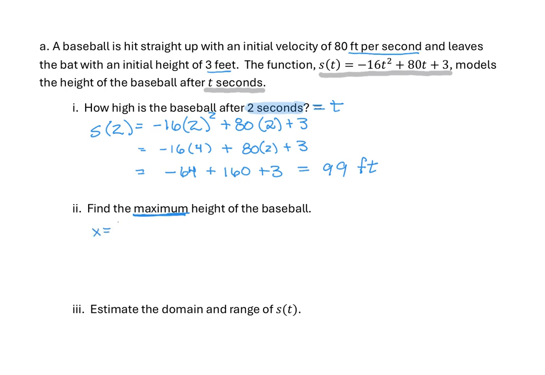And so what we have here is negative b over 2a. And technically we should say that this is t equals. And if we plug in, we get negative 80 over 2 times negative 16. If we simplify this, I get 2.5.